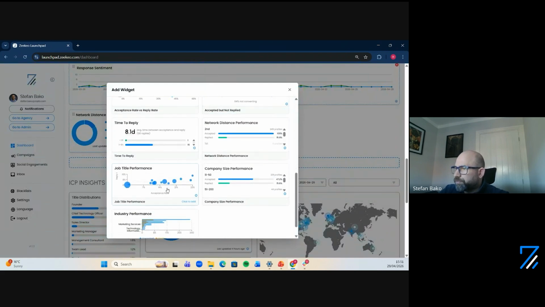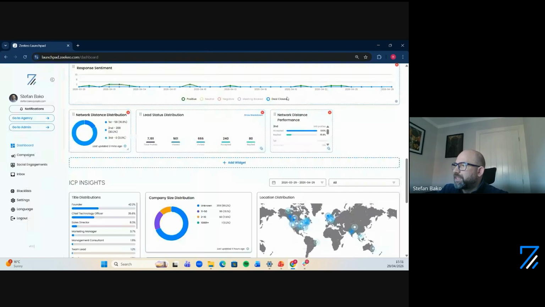Also, network distance performance. Obviously, in my case, since I only focus on second degree, it will show only second degree. But if you focus on others as well, it will show you the distribution between accepted and replies across your network.